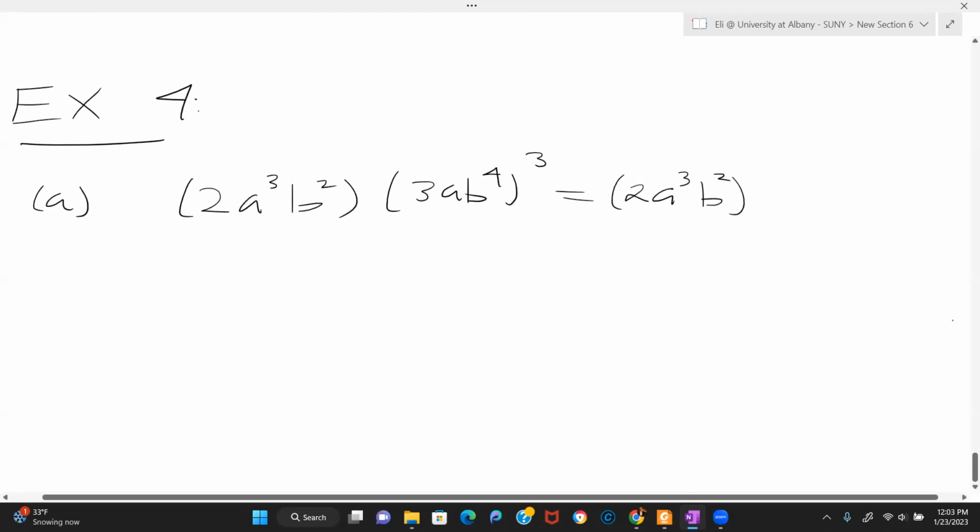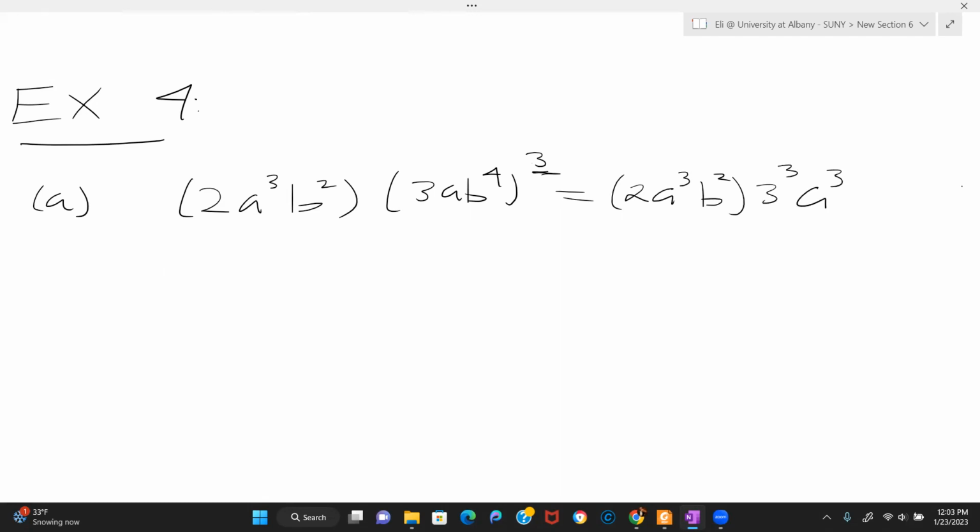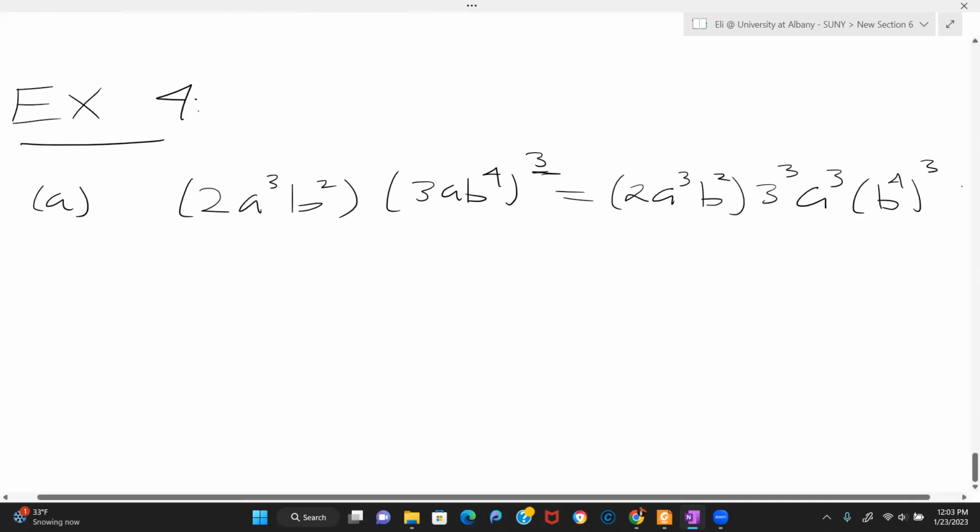Now in order to compute this, I have this product of 3 factors, and the rule generalizes in the sense that if I raise this product of 3 factors to the third power, I just raise each factor to the third power. It doesn't matter how many factors you have in the parentheses, you just raise each one to the power on the outside. So you have 3 to the third, a to the third, and then b to the fourth to the third. Let's keep these separated in parentheses.